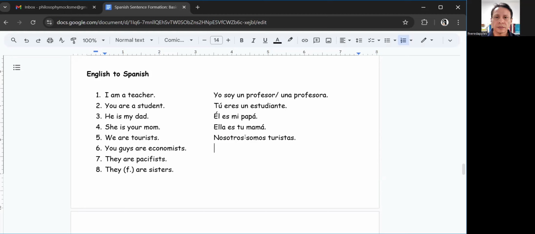Okay. You guys are economists. Ustedes. What's the verb? Ustedes son economistas. Easy, right? Economists, economistas. Tourists, turistas. So guess what this is going to be? They are pacifists.